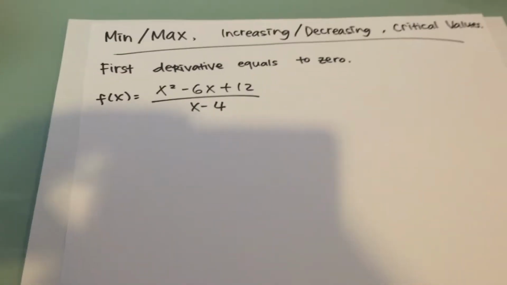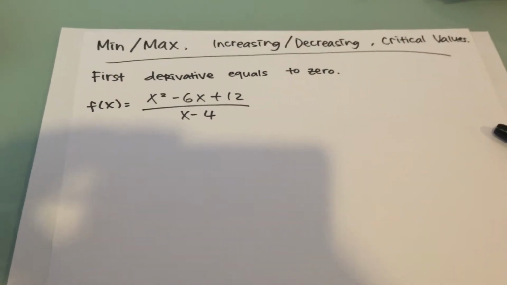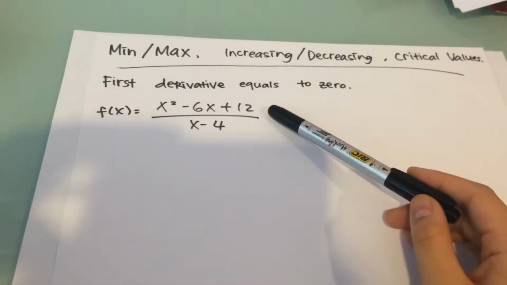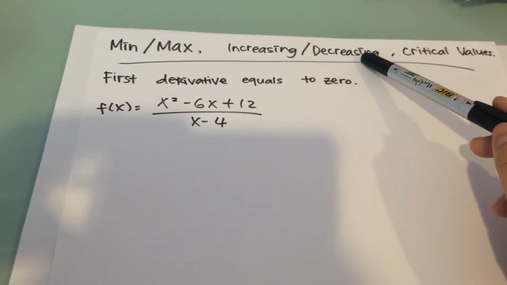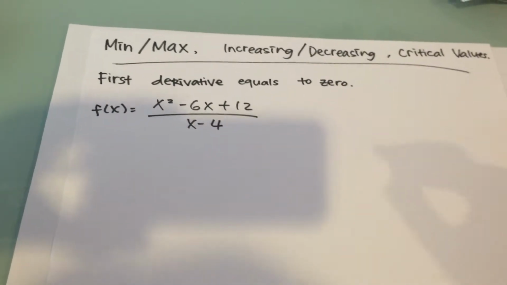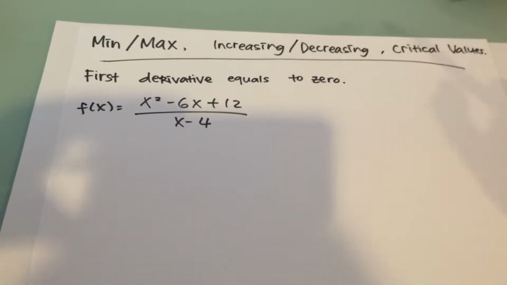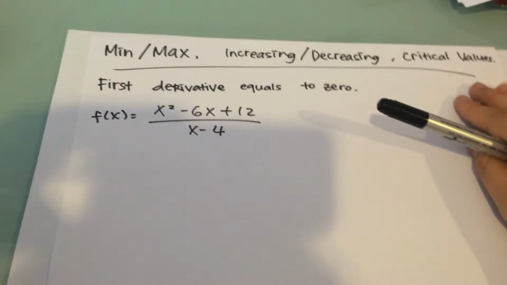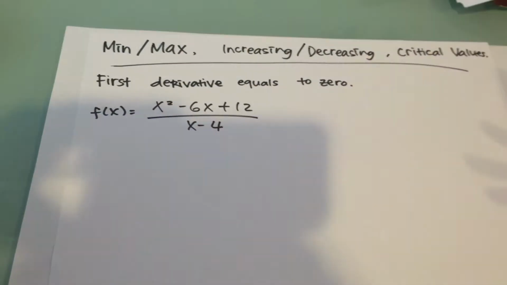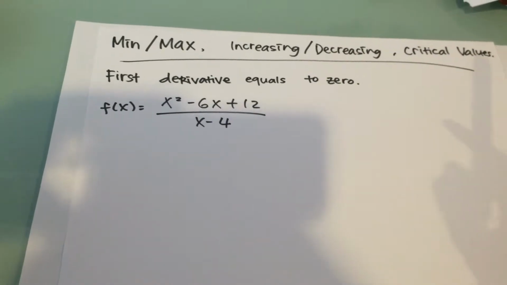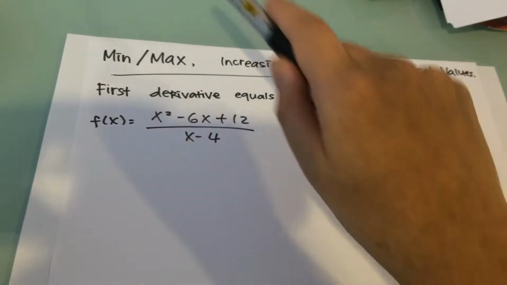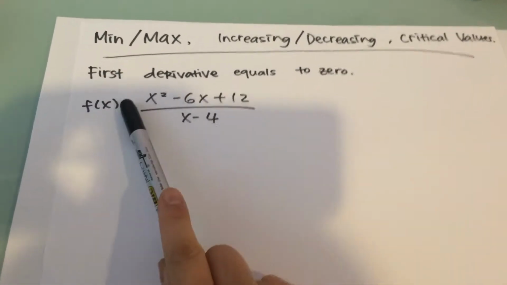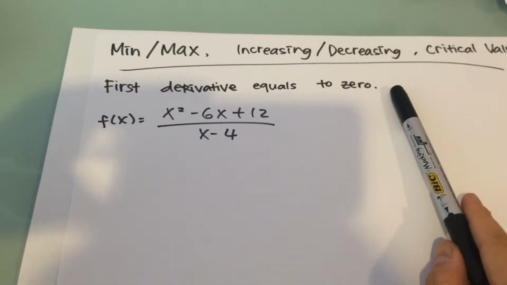So hello guys, today in this video I'm gonna teach you how to find the minimum and maximum of a function, and also how it increases and decreases on which intervals, and also the critical values, which is basically what you get before getting maximum and minimum. So first thing, you have to keep in mind to find minimum, maximum, increasing, decreasing, critical values, we have to use the first derivative and set it equal to 0.